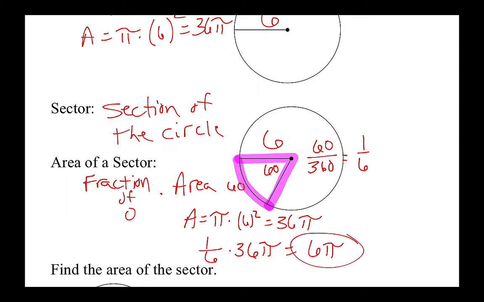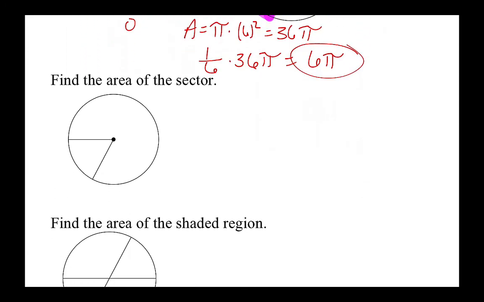And again, we're going to leave that in exact terms. So the area of this sector that I have shaded in here is 6 pi. Just like finding the arc length, except we're taking the fraction times the area because we want the area of the sector, or the section of the circle. So let's look at one more example.